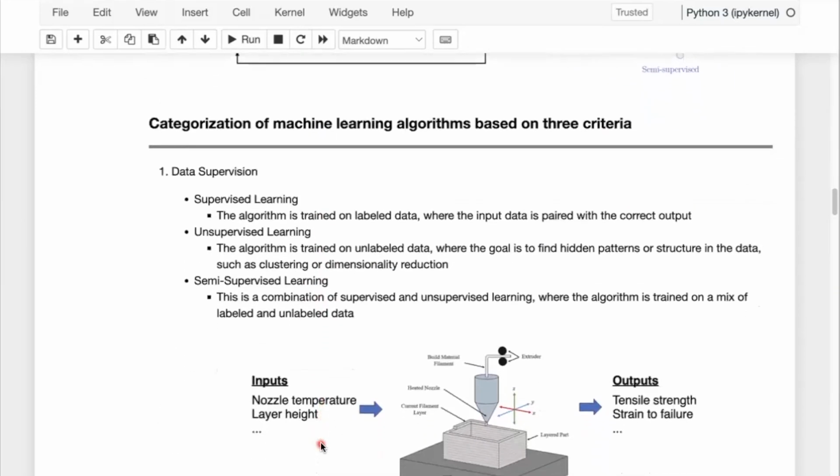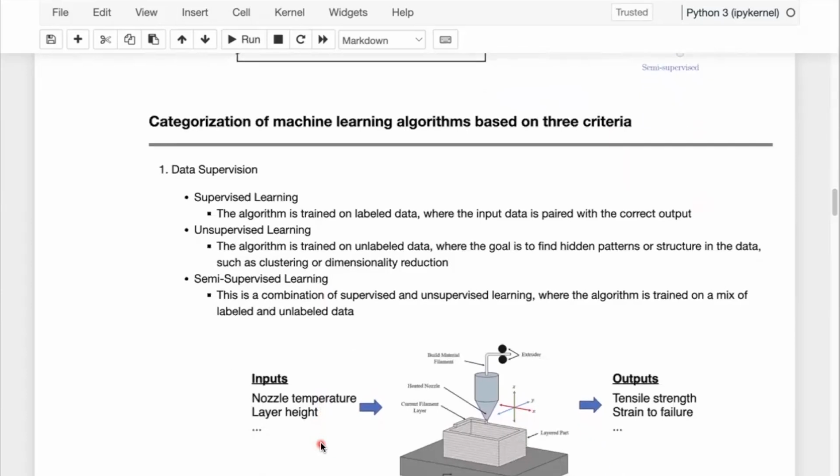So there are different ways of categorizing machine learning algorithms. One is based on the data supervision or data labeling. So if the algorithm that you have is trained on data sets in which all data points are labeled, meaning that they come with features and responses, or inputs and outputs, this is called supervised learning. And it's one of the most important parts of machine learning. That's what we cover in this course.